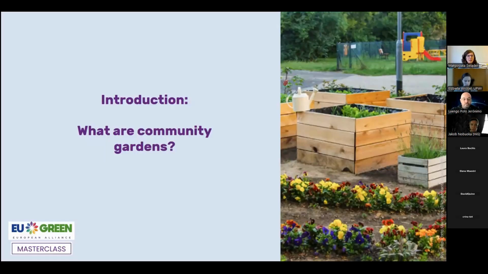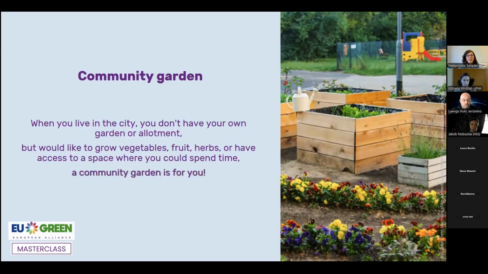Starting with a short introduction for those of you who don't know the issue of community gardens. What are community gardens? How should they be established? What are the rules for creating such a space? In general, in Wrocław, we have different spaces. We have open spaces. We have allotments that could be rented from the municipality, where you could grow your vegetables, or have a regular garden, but sometimes there are groups of people that don't have the opportunity to obtain or rent such an area.